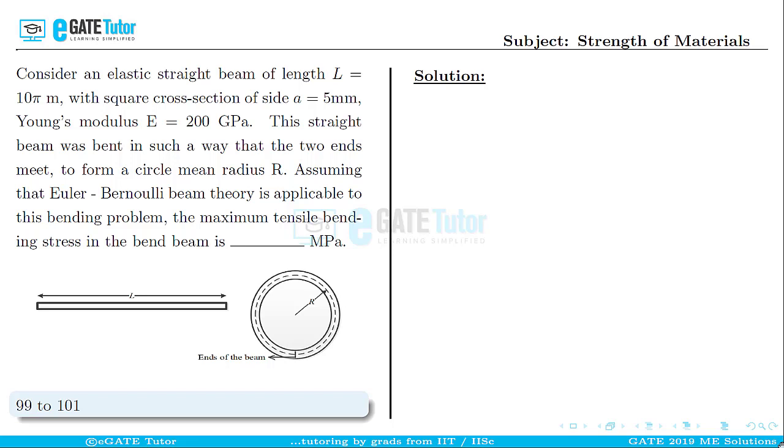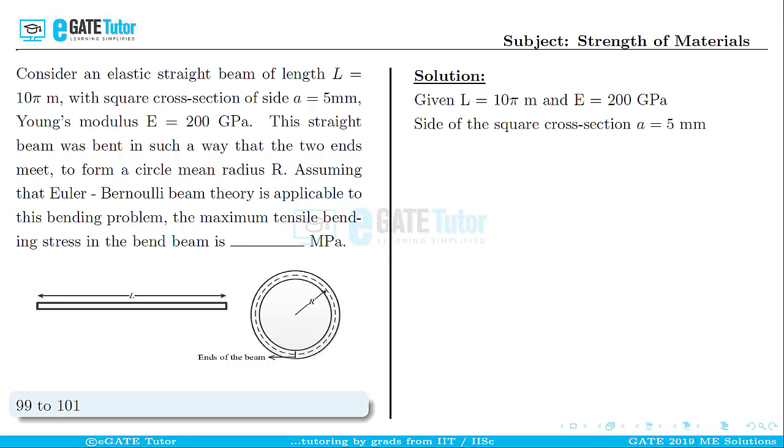We are given the length of the elastic straight beam, that is L is equal to 10 pi meters, and Young's modulus E is equal to 200 gigapascals. It is also given that the beam has a square cross section of side A is equal to 5 mm.